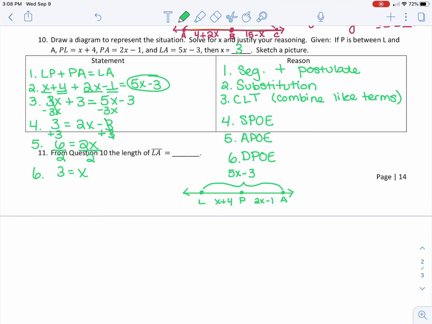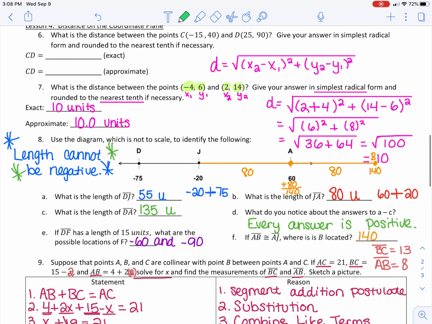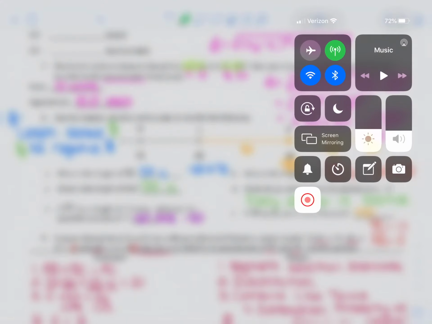Now the only other thing it says for number 11 from question 10, the length of LA is what? So if I want to know what LA is, I have to plug in what I know x is. So I'm going to say 5 times 3 is 15 minus 3 gives me 12. Okay. All right, and that is it for the distance formula. So that is it for page 14. If you have any questions, please make sure you are asking in class.